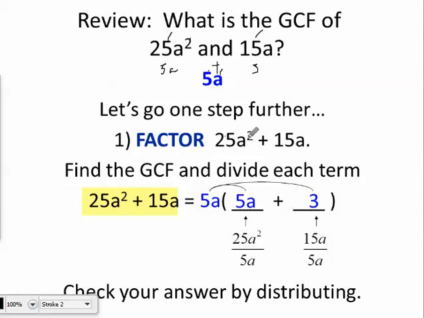Just like this, 25a squared plus 15a. I would do the exact same thing. I would pull out the 5a and leave me with 5a plus 3. And if you don't believe that's the right answer, you could always use the distributive property and make certain you got the right thing. But that is the technique that I use to find that greatest common factor.